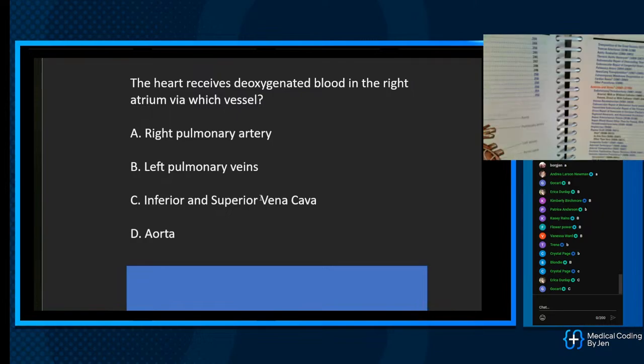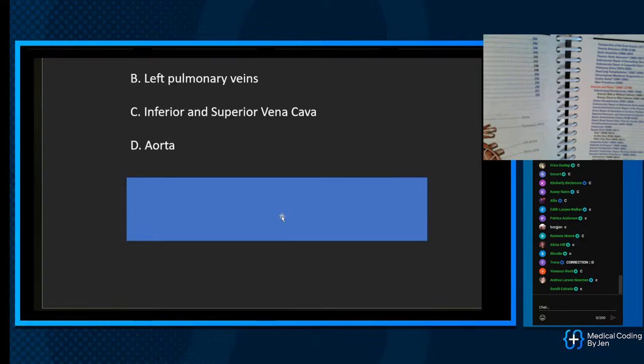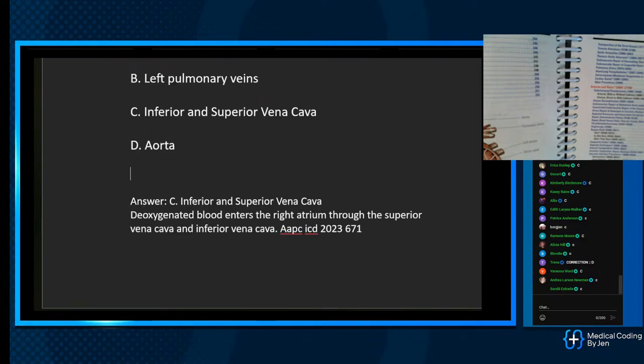Page 226 ought to be able to help you out with this. What do you guys think the answer is for this one? Everybody likes A. C, inferior superior vena cava. I found this answer in the ICD-10 book on 671.